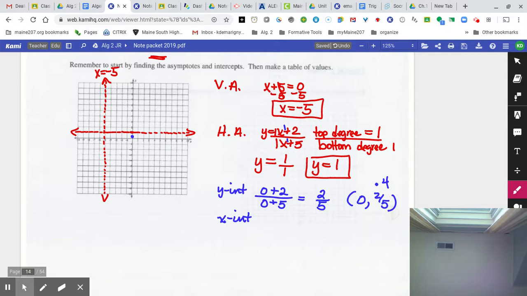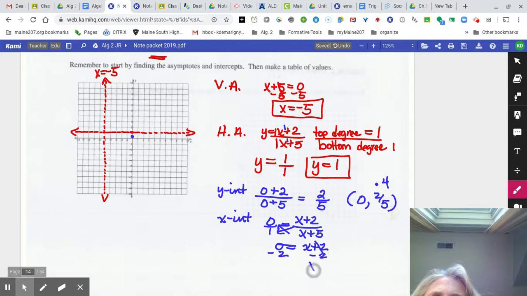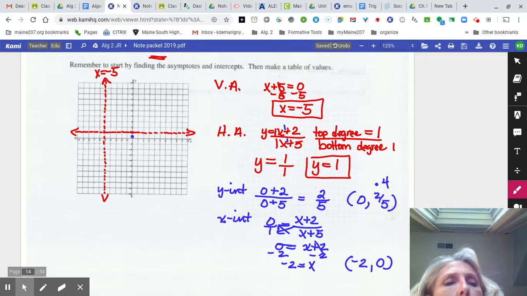So in order to find that, I'm going to take the numerator. And if you're not doing that, you're just doing 0 over 1 is equal to x plus 2 over x plus 5. If you cross multiply those, remember that this one becomes 0 is equal to x plus 2. And when you subtract 2, x is equal to negative 2 is my x-intercept. So I'm going to cross the x-axis at negative 2, 0. Well, negative 2, 0 is right here.